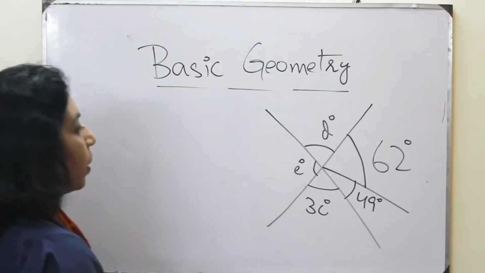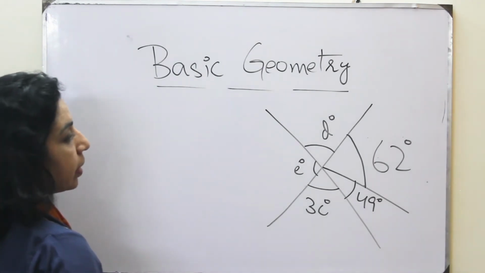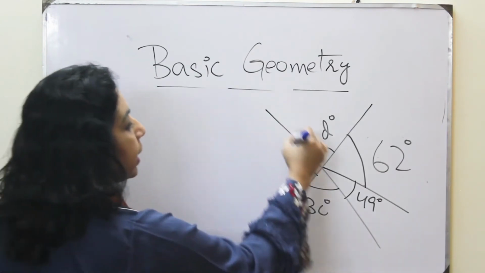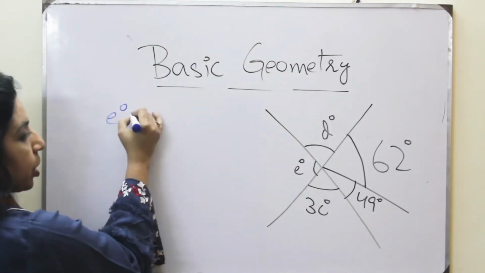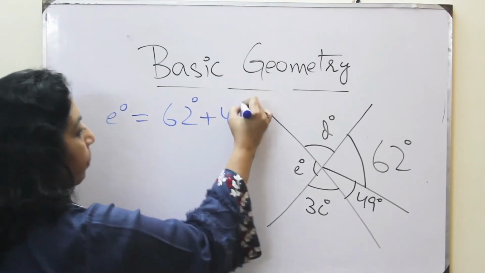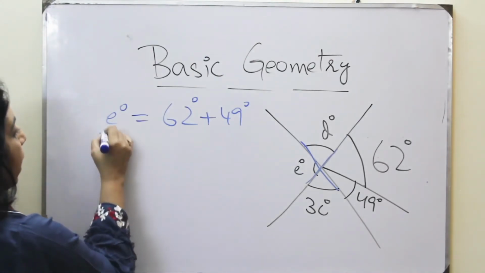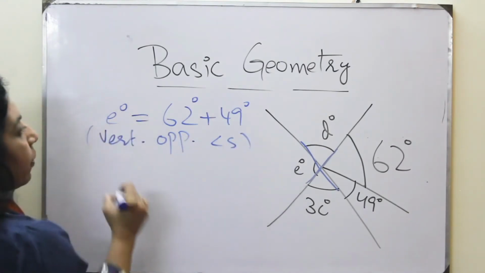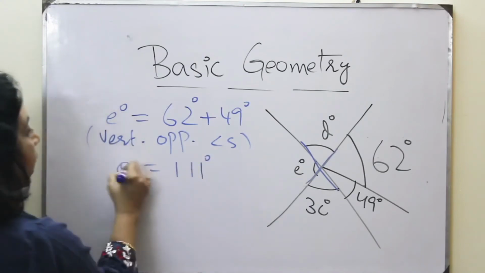3 variables, 3 unknowns are in this figure, so we can adopt different methods. Like you can say that this 3C is vertically opposite to D. Yes. This E is vertically opposite to 62 plus 49. The first solution, the easiest possible solution: E equals 62 degrees plus 49 degrees. You can make a cross with your lead pencil like this. E will be vertically opposite to 62 and 49. The sum is 111. E is 111.